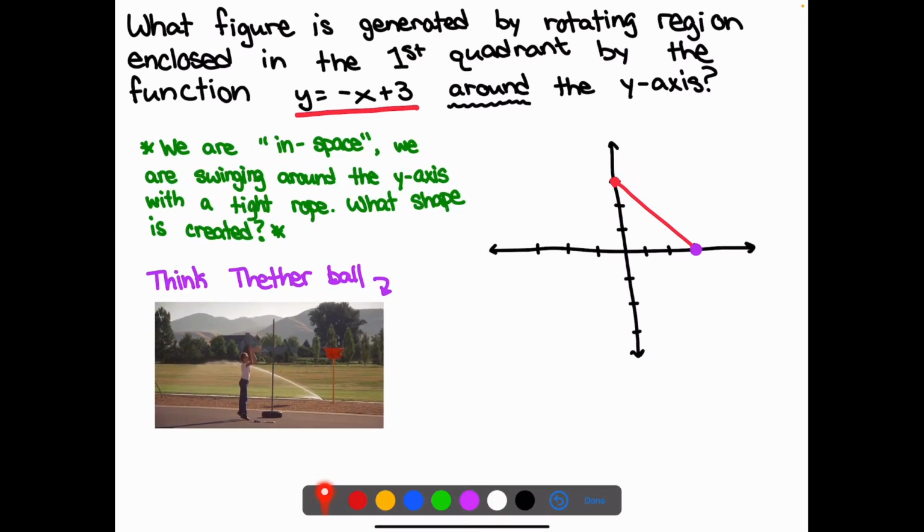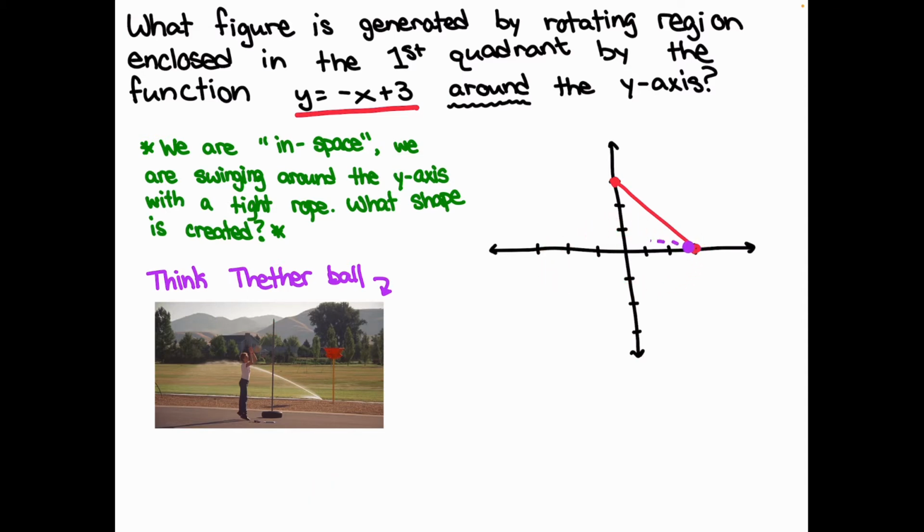So we have Napoleon Dynamite down here playing tetherball by himself. And when you're playing tetherball, this ball is going around the pole. So we can think of our y-axis as the pole here. And when it goes around this pole, what type of shape does it create? Well, the rope doesn't get any shorter, so it's very taut the entire time, and it would have to go around in a circular pattern.